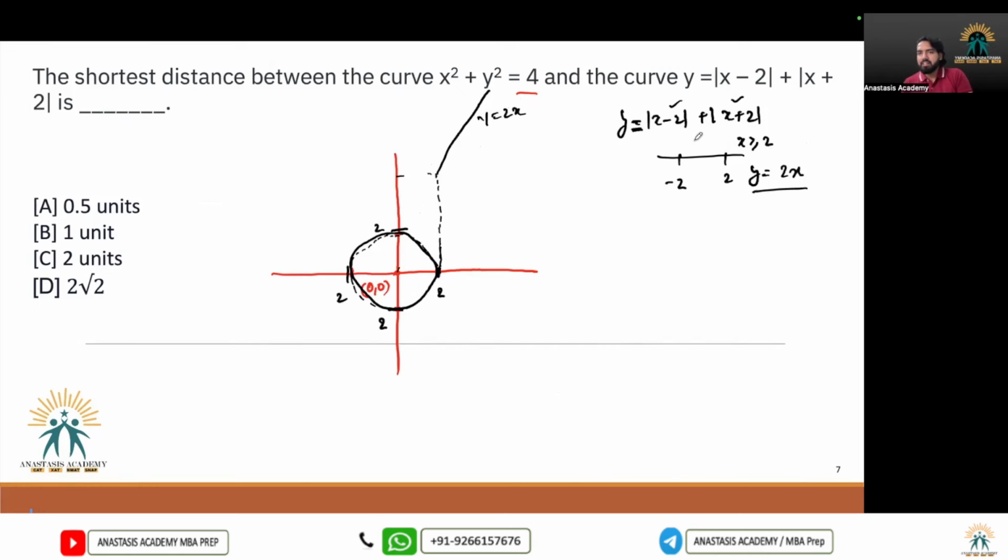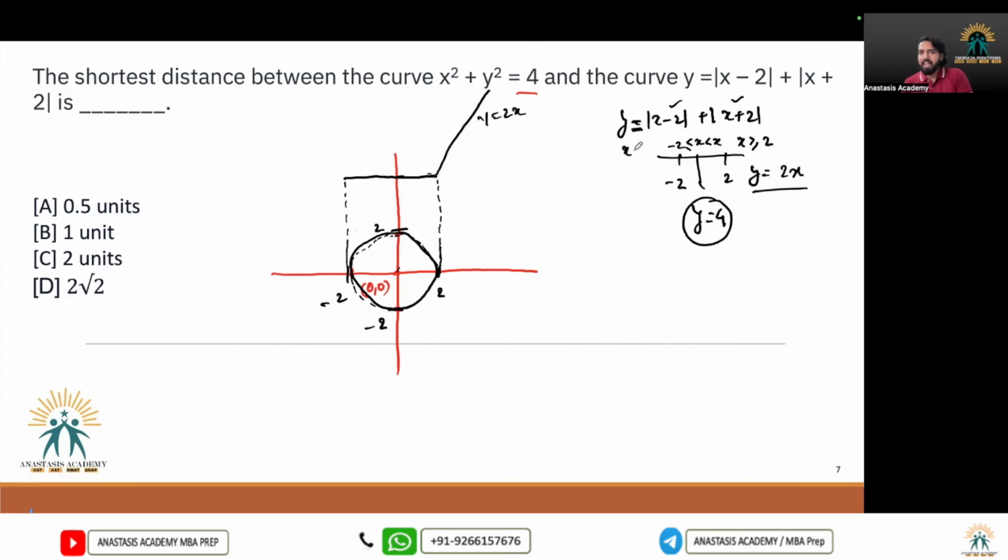Now, in the second region, when x is greater than or equal to minus 2 but less than 2, this mod will open with a positive sign and this will open with a negative sign. So I get y equal to constant 4 in this region. So from minus 2 to 2, I get a straight line y equal to 4, which is parallel to the x-axis, right?